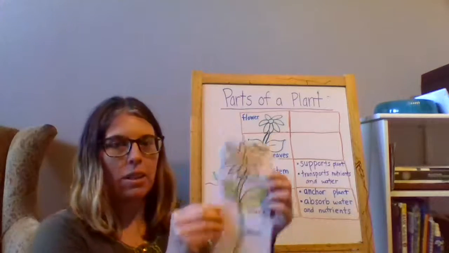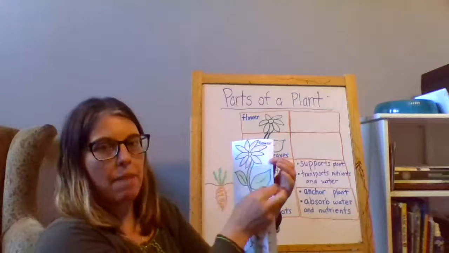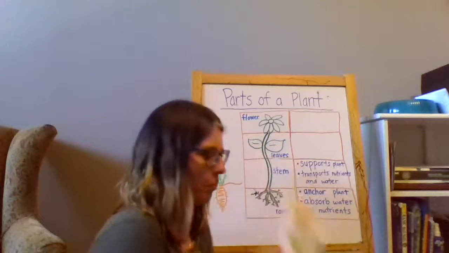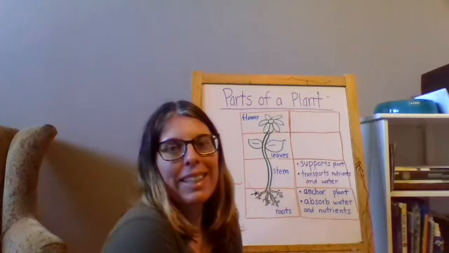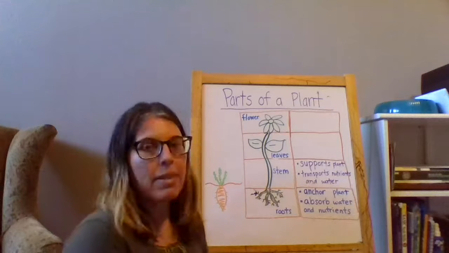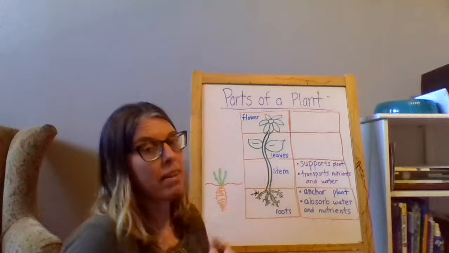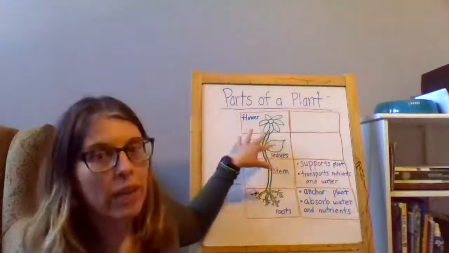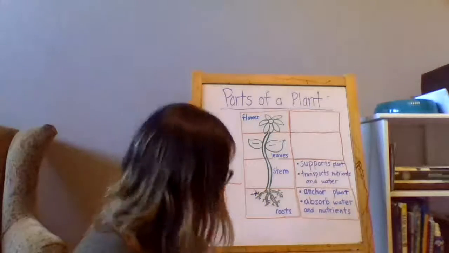Okay, so you're going to get out your parts of a plant book, and we'll open up the leaf flap, and we're going to write what the job of the leaves is. Does anybody remember the job of the leaves? Yeah. So the leaves are the part of the plant that absorbs sunlight and carbon dioxide, which is a gas in the air, and they use that in the process of creating food for the plant. So the leaves are like the food factory for the plant.